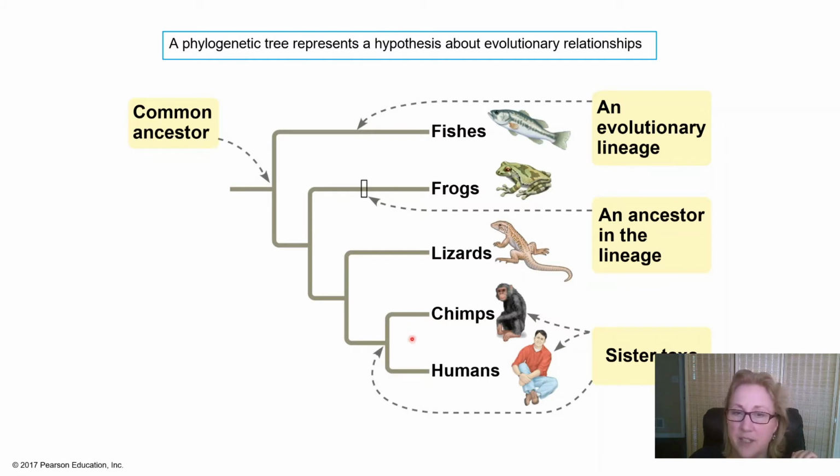There's a lot of extinct branches in here that aren't shown. We don't see a line from chimps to humans. We did not evolve from chimps. They're our closest living relative, but we didn't evolve from them. They're their own endpoint.